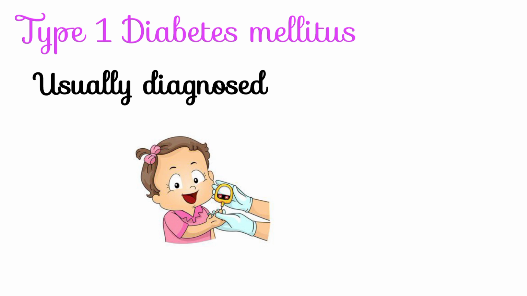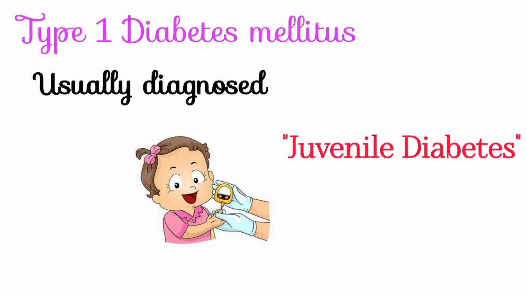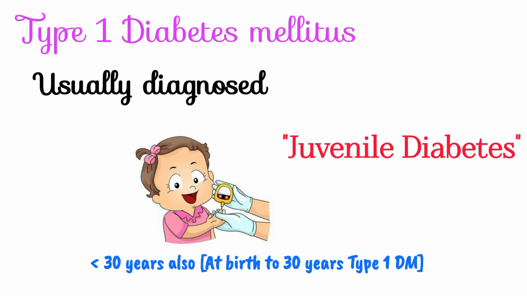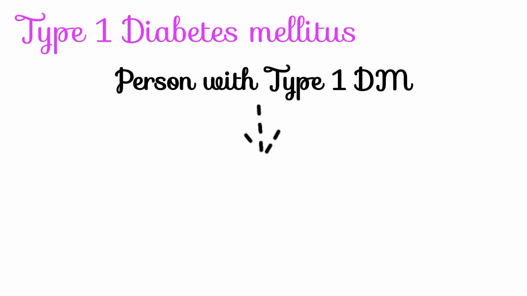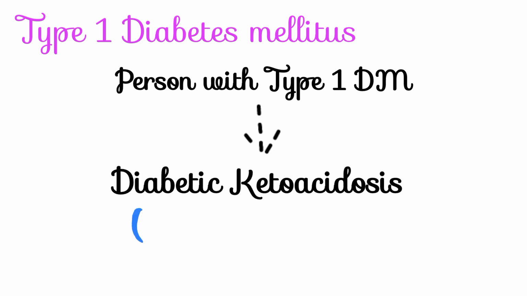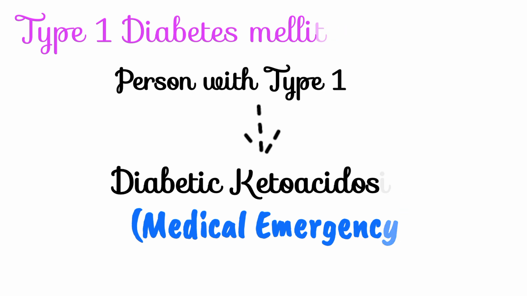Type 1 diabetes mellitus is usually diagnosed in childhood, so it is also called juvenile diabetes mellitus. But in some cases, it may take up to 30 years to diagnose. A person with type 1 diabetes mellitus often presents with diabetic ketoacidosis, which is a medical emergency.